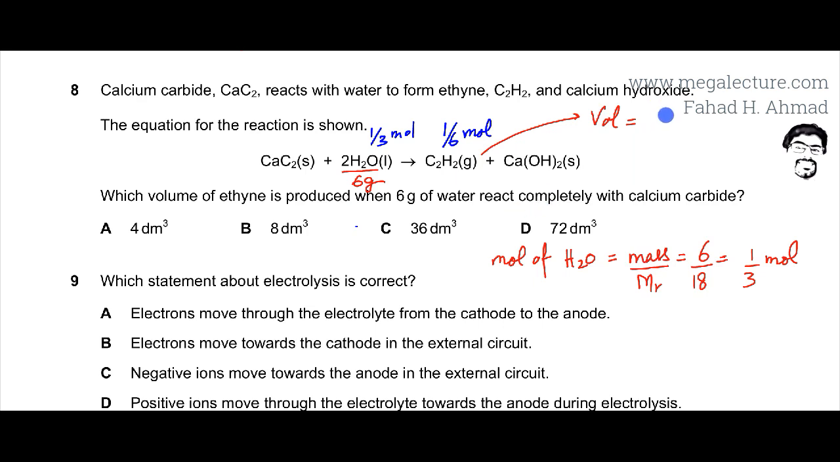So the volume formula is that the volume of gas is going to be moles multiplied by 24 decimeter cube at RTP. So 1 mole of gas occupies 24 decimeter cube. So if you have 1/6 moles of gas, the volume that's going to be occupied is 1/6 multiplied by 24. And this would come out to be, 6 would get cancelled out, 6 fours are 24. So it's going to be 4 decimeter cube. So that is going to be your answer. Option A would be your correct option for this question.